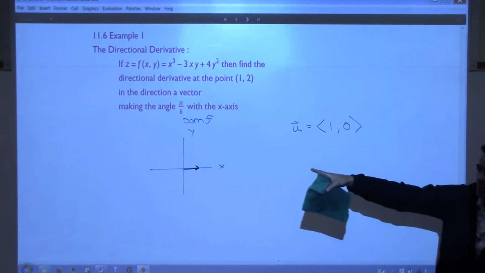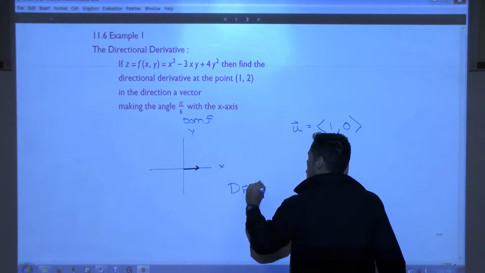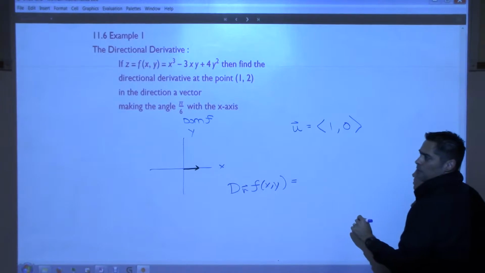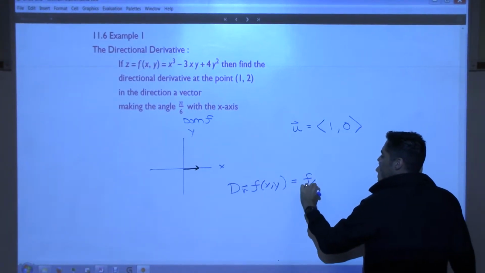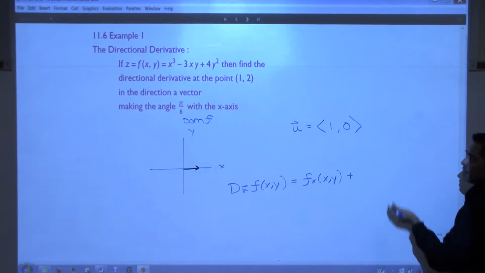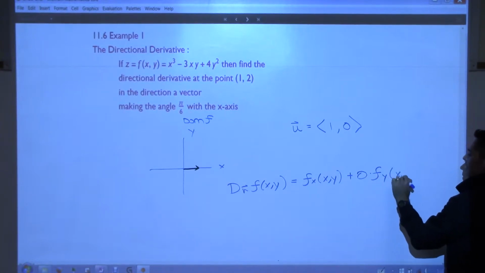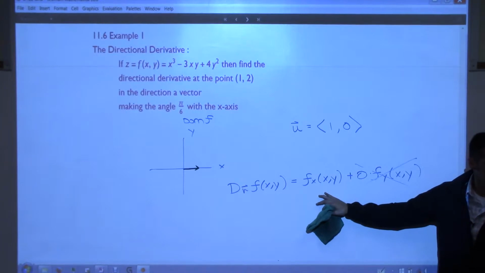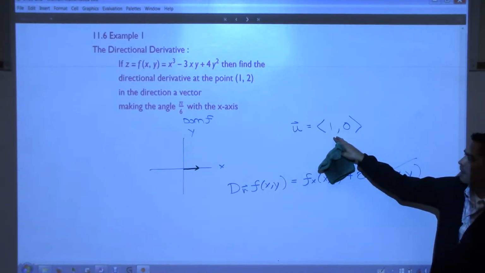Well, let's see what happens in our formula. If we go and use that formula over there, do y'all see what's going to happen? What's a for us? 1, so you get the partial of f with respect to x at x, y, plus, now what's b? 0, so 0 times the partial of f with respect to y at x, y. This is gone, and it's just the partial of f with respect to x, which is what it should be, because I'm pointing in the x direction, yes?